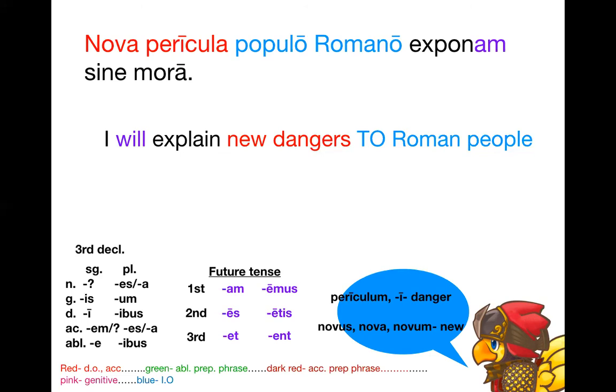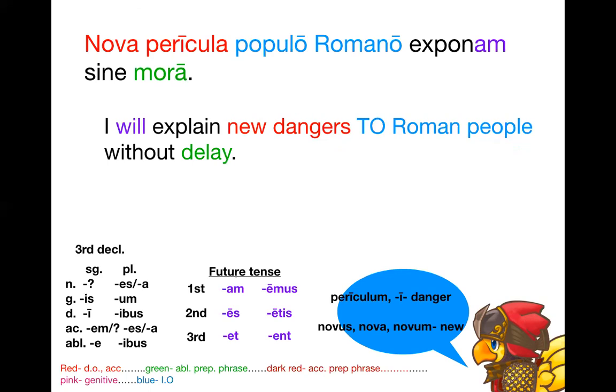Okay, I will explain new direct objects to the dative indirect object, Roman people, dative. Sine mora, we always see mora as the object of sine. It means without delay, aka hastily. Any questions on this one? Does anybody need me to write that mora means delay? Because I will.